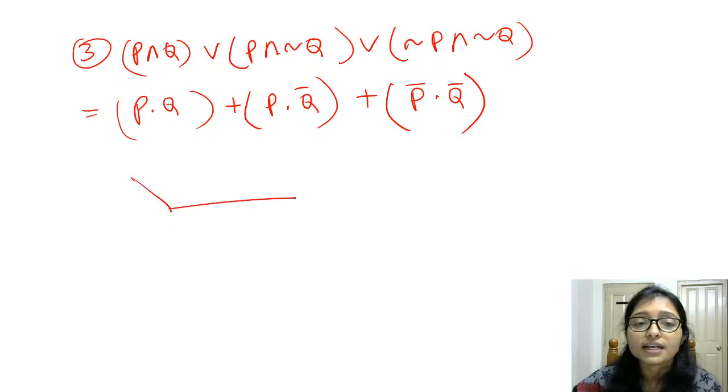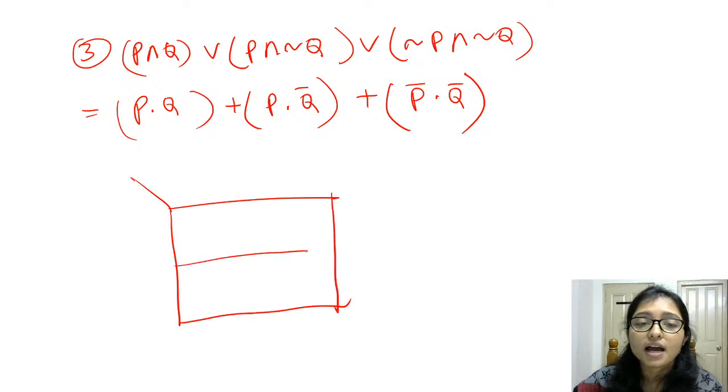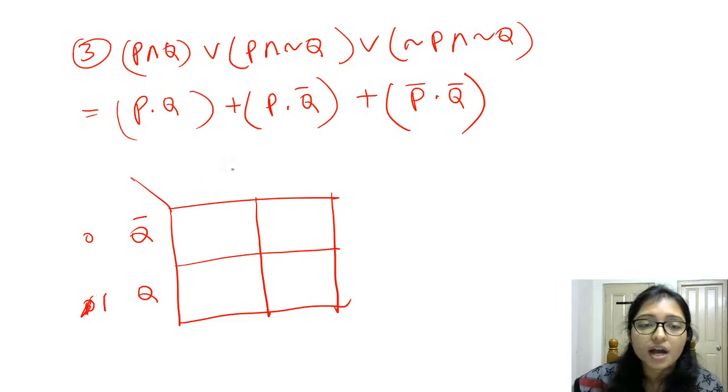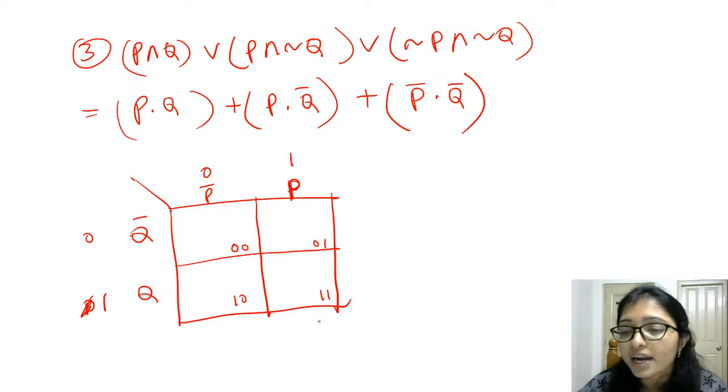Now using Karnaugh map. How to use the Karnaugh map? This is the Karnaugh map, right? Here is Q bar, here is Q. We are writing 0 and 1 for Q, and this is P bar and this is P. In Karnaugh map we write like that: this is 0, 0, this is 0, 1, this is 1, 0, this is 1, 1, right?